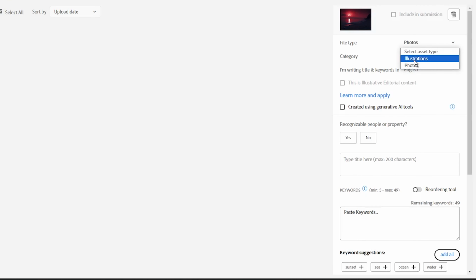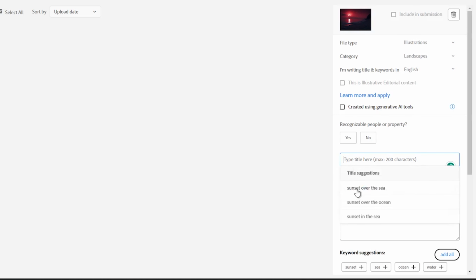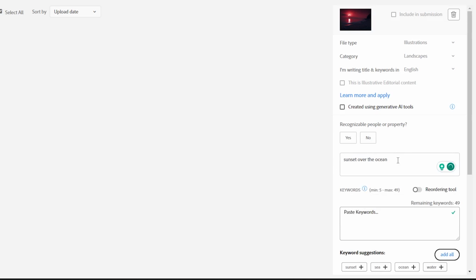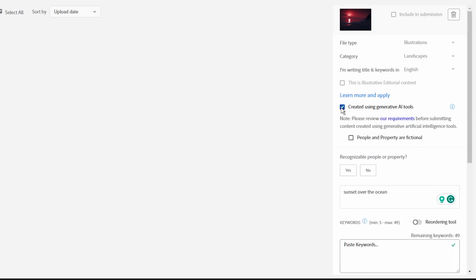In addition to this rule, there are other guidelines you need to follow. So let me show you some of them. First and foremost, ensure you submit all generated images as illustrations. This helps potential buyers understand the nature and origin of your work. Equally important is the necessity of providing a descriptive title that includes the main subject of your prompt. This practice will significantly improve the discoverability of your image. Also, always make sure to click the Created Using Generative AI Tools checkbox before submitting your content, as it adds a layer of transparency about how your work was produced.